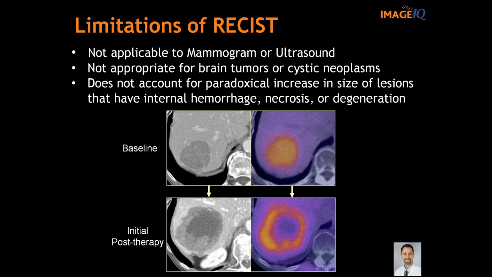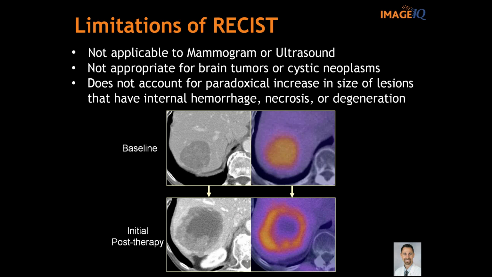We don't use it in cystic neoplasms or cysts because cysts have a lot of fluid component, and that would account for a lot of their size. You don't really want to be measuring the fluid. You want to measure the solid component of the tumor. It also does not account for paradoxical increases in size of lesions that have internal hemorrhage.